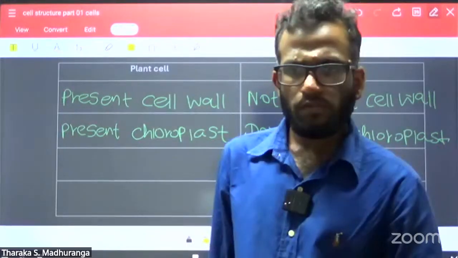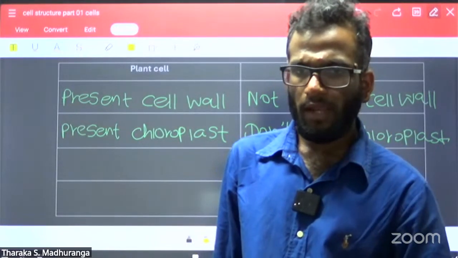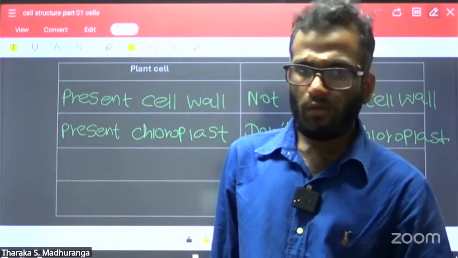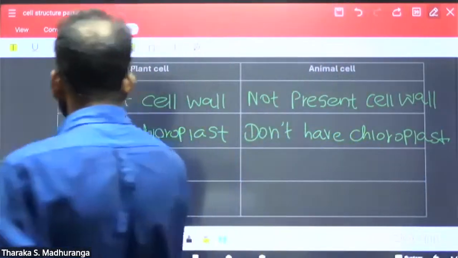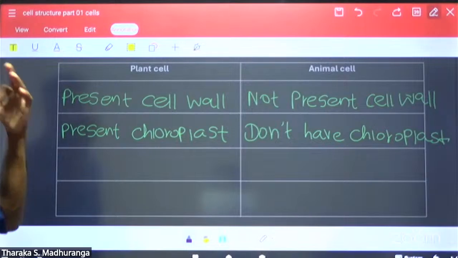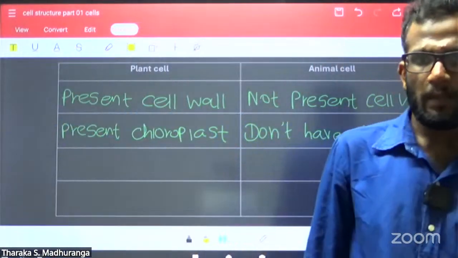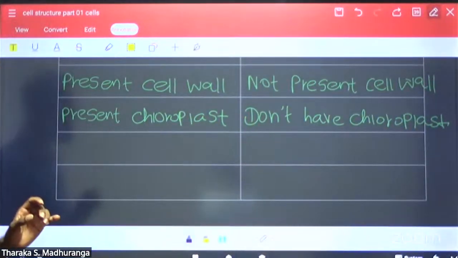Plants store starch as food, while animal cells... No, that is a functional difference, and we can discuss functional differences later. What is the other structural difference? The other very important one.